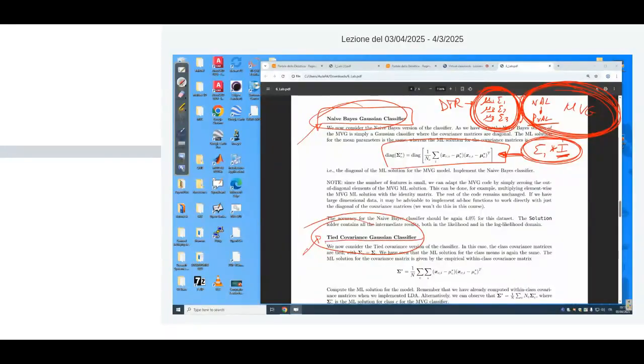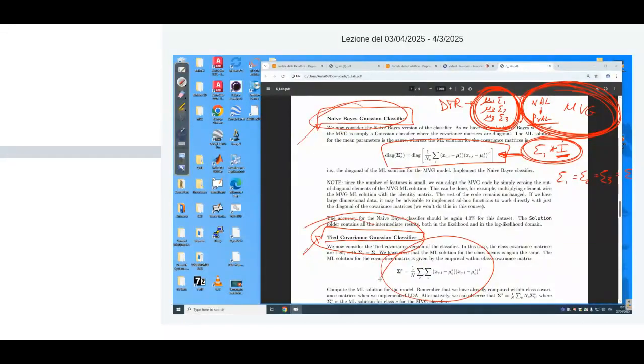And finally, for the tied model, again, the tied model is a model where all the covariance matrices are equal to a common covariance matrix sigma. So again, the inference remains the same. We just need to change the way we compute the covariance matrix. The covariance matrix sigma is the within-class covariance matrix, so we can compute it as we did for LDA because it's exactly the same quantity.